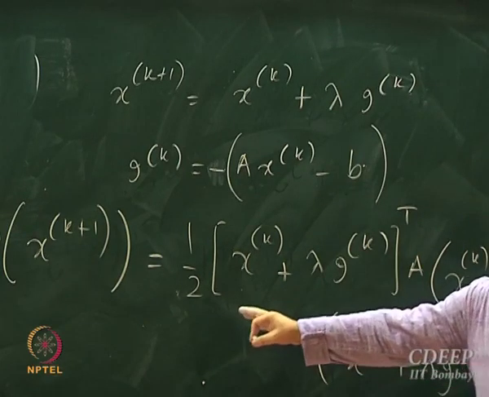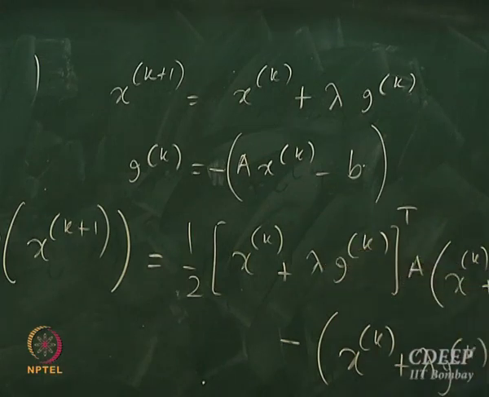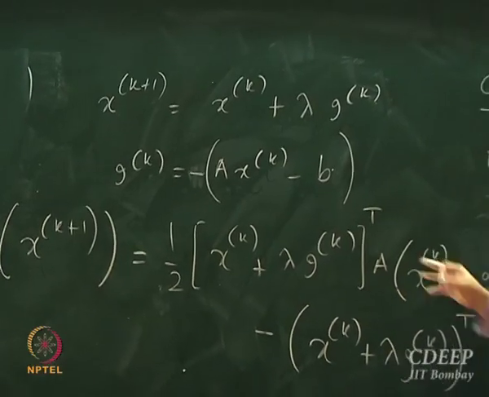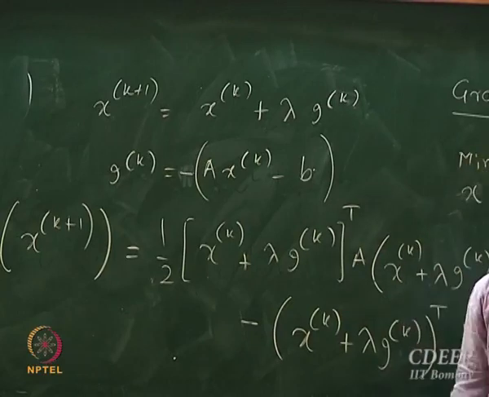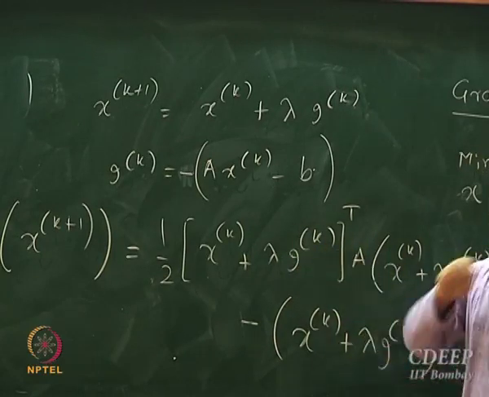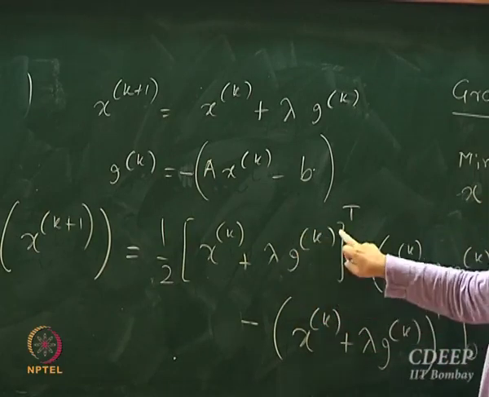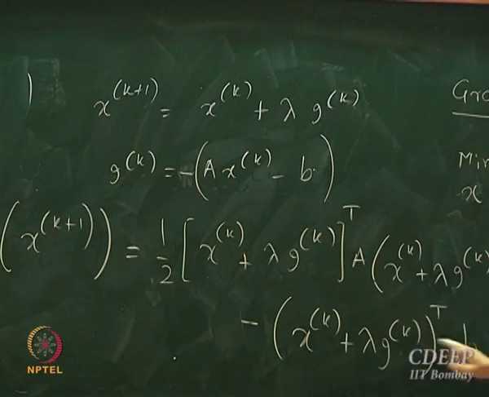Well, what you have to do, of course, is expand this. What you will realize is that the terms xk transpose A xk will vanish because they are not functions of lambda. You have to only take those terms in which lambda will appear. There will be cross terms, and lambda square will come out because of lambda square gk transpose A gk. Here again you can neglect the term xk transpose b because it is not a function of lambda. You can take only this term.